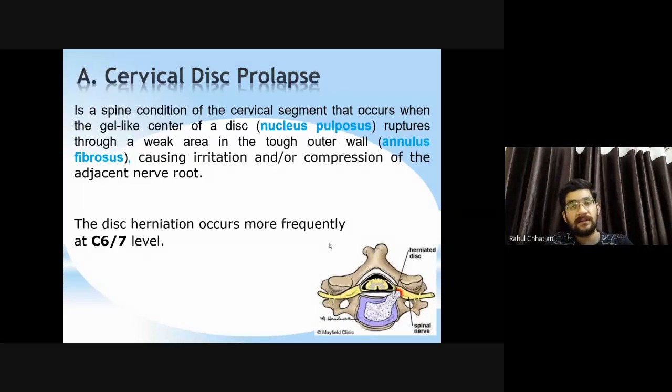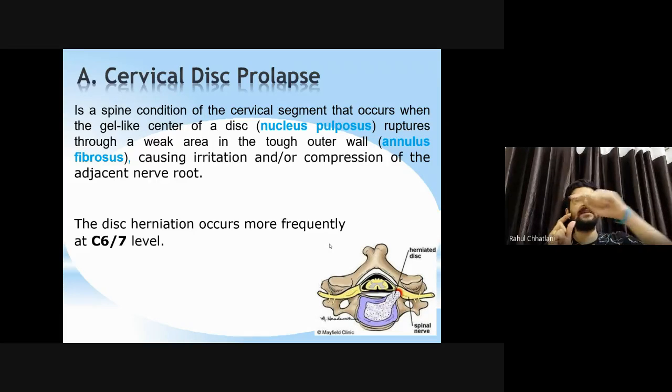First, cervical disc prolapse. It is a spine condition of the cervical segment that occurs when the gel-like center of the disc, the nucleus pulposus, ruptures through a weak area in the outer wall, that is annulus fibrosus. The center of the intervertebral disc is nucleus pulposus, as we have discussed, and surrounding it is annulus fibrosus. When annulus fibrosus becomes weak because of continuous pressure, that is termed as disc prolapse.